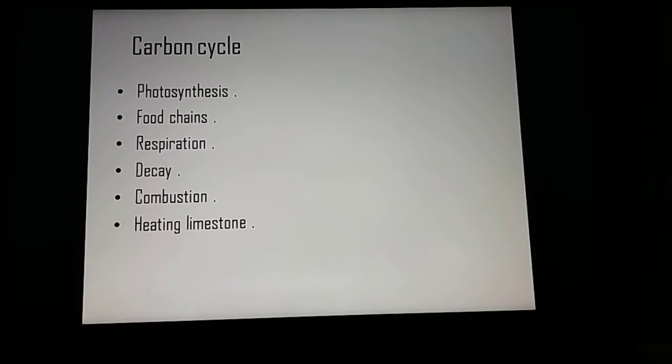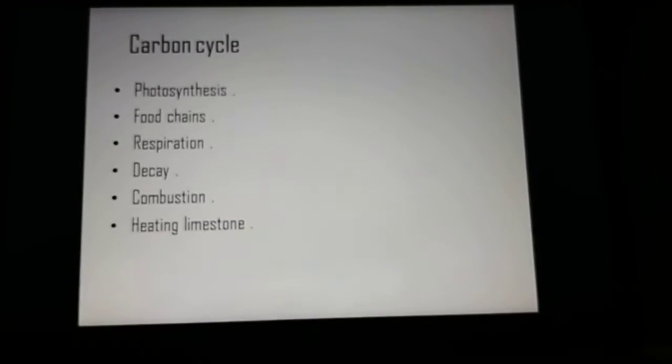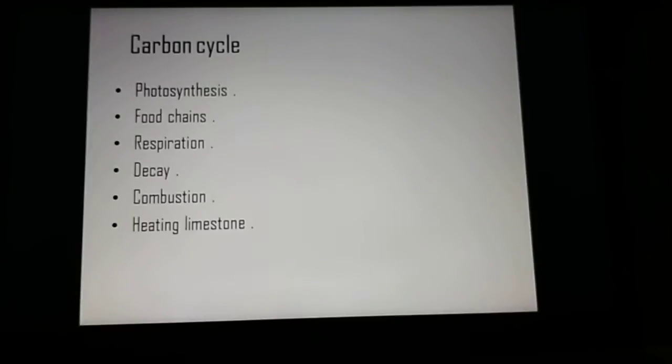Now, the fifth point is combustion. When a fuel such as wood or a fossil fuel like coal, petroleum, or natural gas is burned, the carbon contained in it is oxidized to carbon dioxide, which is given back into the atmosphere. All the fuels named above originally come from living organisms.